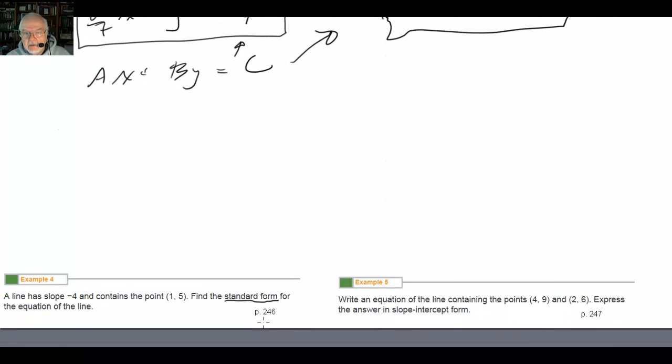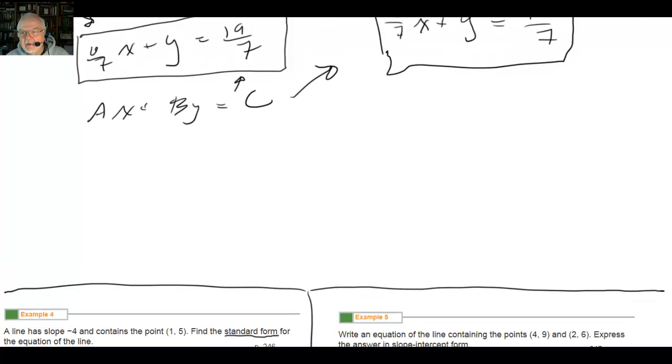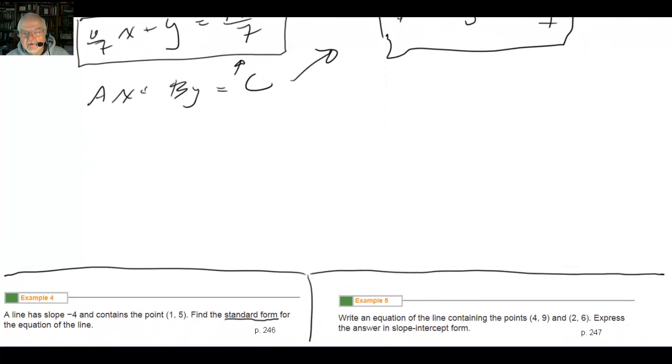Now, that's on page 246 in your book. However, the problem that's more like this, you're given 2 points and told to find an equation that fits through those 2 points. This says to put it in slope-intercept form. Well, okay, I didn't do it in slope-intercept form because we already did it in slope-intercept form. Get bored doing the same thing over and over again.